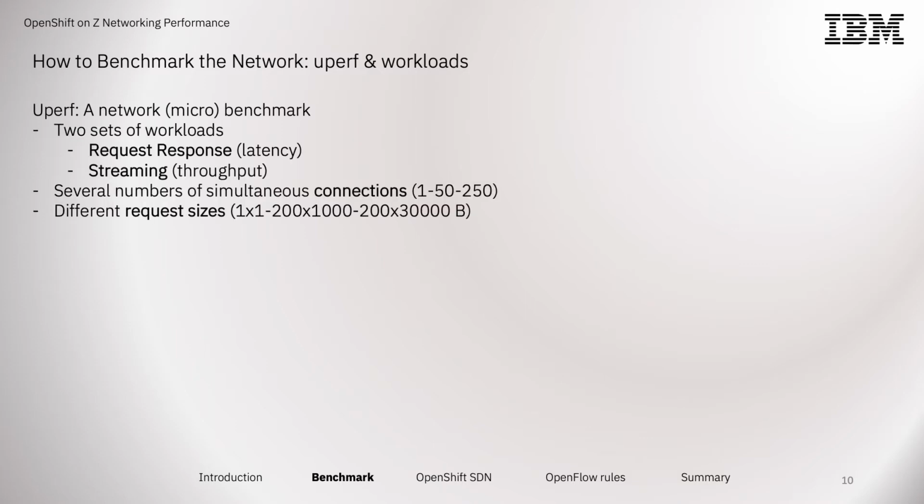UPerf provides several types of workloads. First of all, the request response workload we use to measure the latency of a request, while streaming is used to measure the throughput. Furthermore, we want to know how many simultaneous connections we can establish to the outside world, and how latency and throughput behave, as well as the use of different request sizes, which means how large the packets sent over the network are.